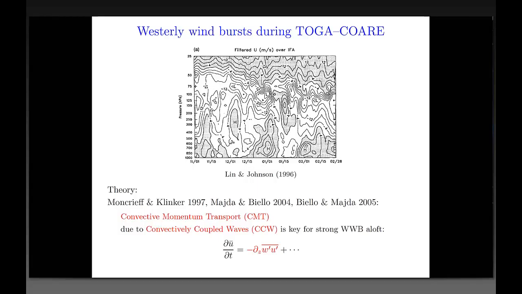These are really strong westerly wind bursts, and this type of strong wind is not represented by the MJO skeleton model that I have been showing in the earlier parts of this talk. This muscle here is coming from something else. Moncrieff and Klinker identified a potential source of this extra strength in the westerly wind burst as being convective momentum transport due to some synoptic or mesoscale convection. Then some further theory by Majda and Biello also took a look at this to try to show that convective momentum transport can contribute to this enhanced westerly wind strength.